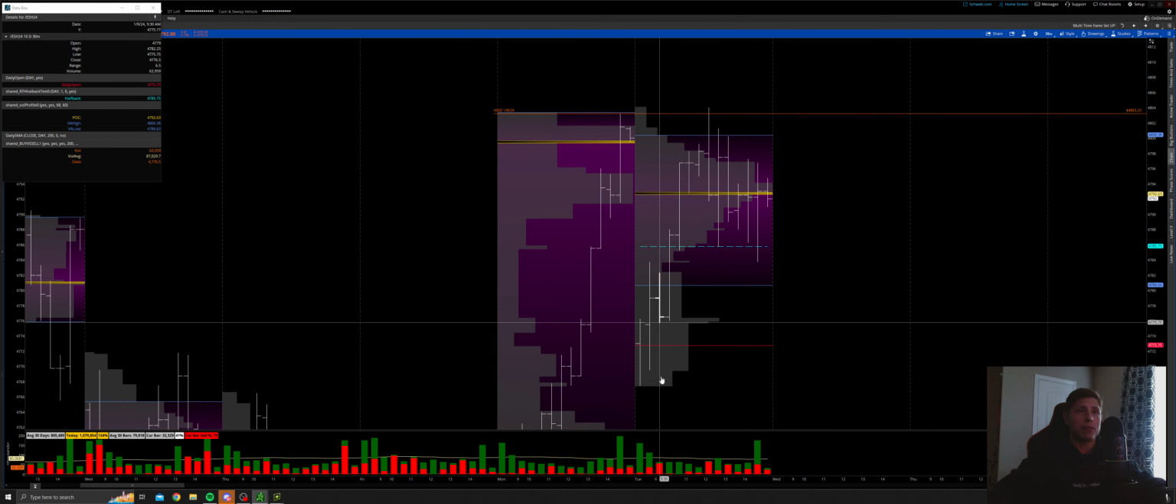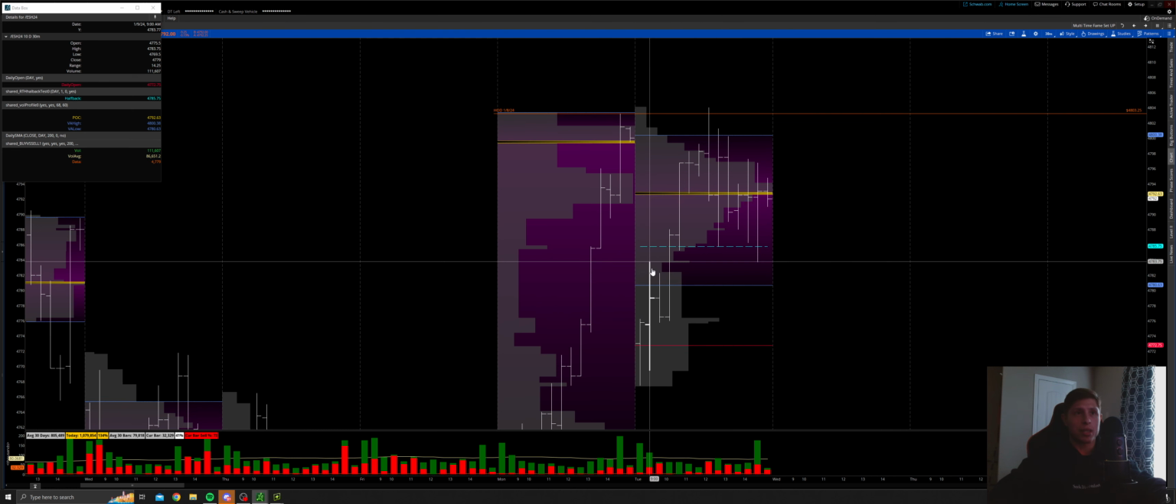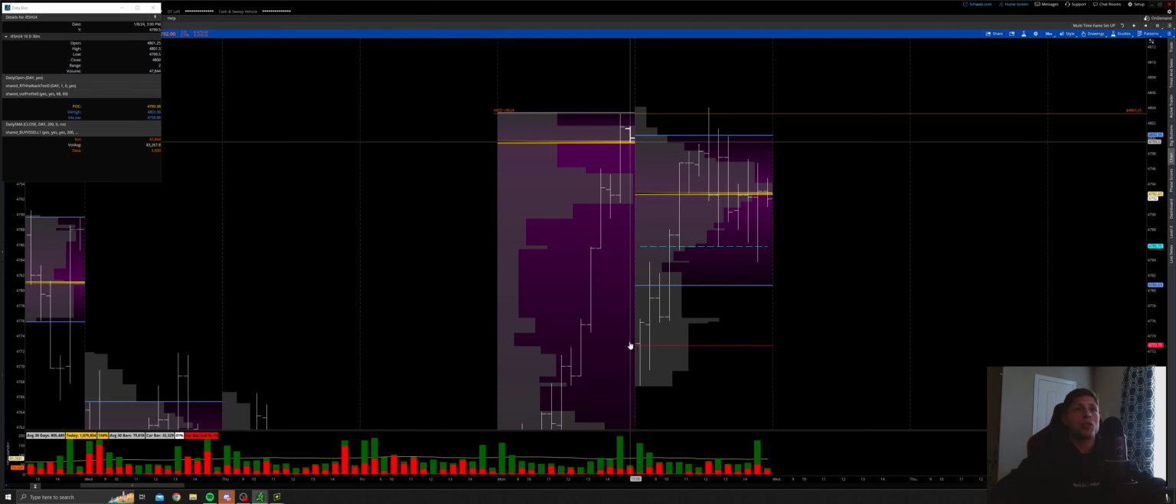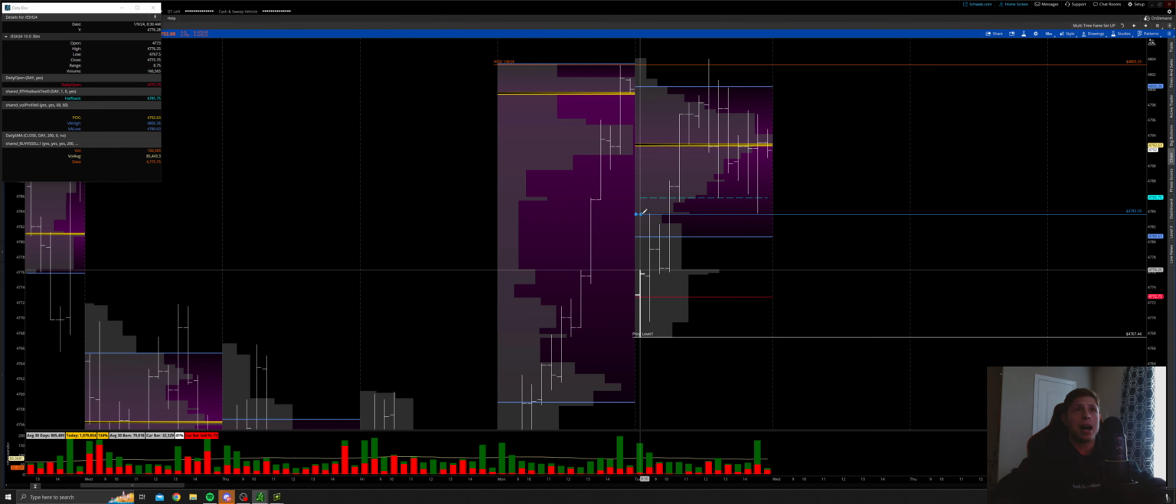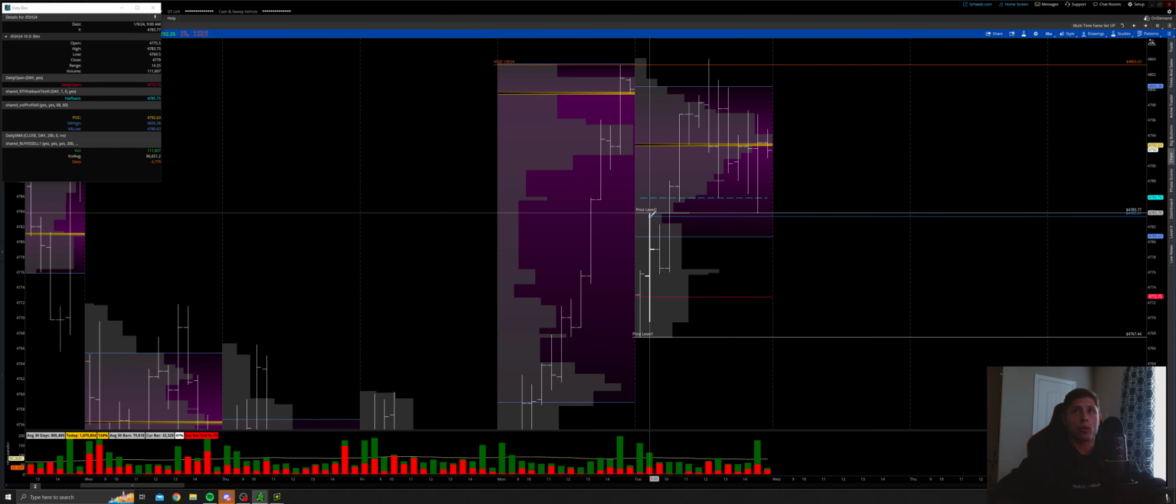After one time framing up, B took out A's high. We immediately start to one time frame up. Now you have your initial balance established. Remember, your initial balance is going to be your first two 30-minute time frame high and low, or the first hour of trading.